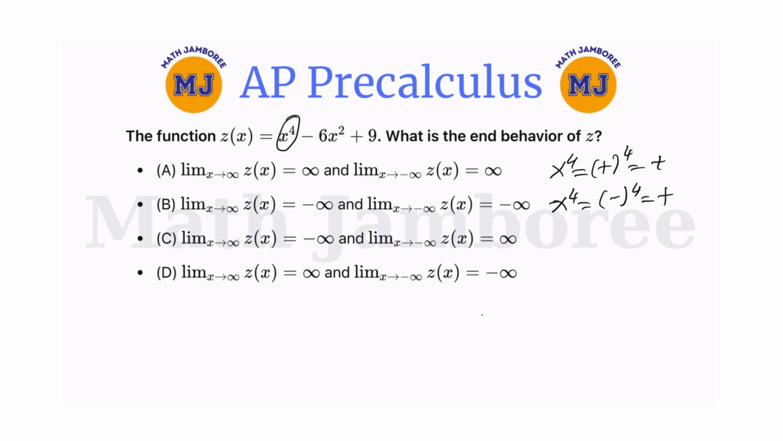So this means that as x approaches positive infinity, the function z approaches positive infinity, and as x approaches negative infinity, the function still approaches positive infinity. And therefore, the correct answer for this question is choice A.